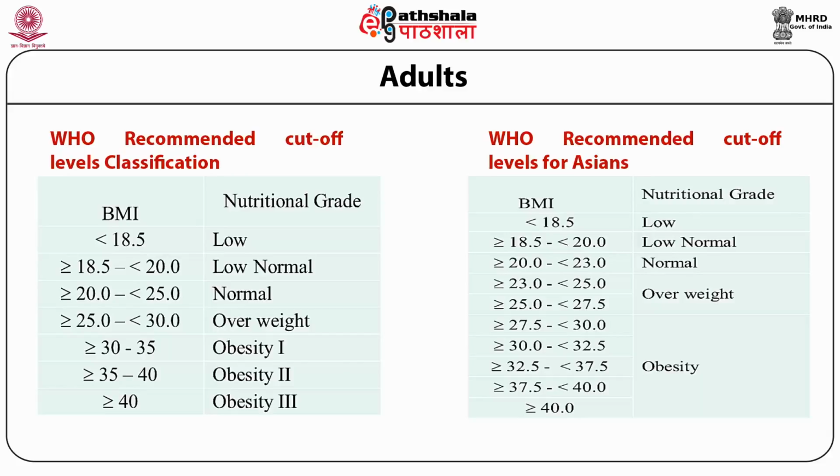In that case, if the BMI is greater than or equal to 23 to less than 25 kg per meter square, then the person is overweight, and if it is greater than or equal to 37.5 to less than 40, it is obesity. These are all different levels of obesity, from 27.5 up to more than 40 kg per meter square. So in this case, we can see they also classified, and this is particularly meant for the Asians.